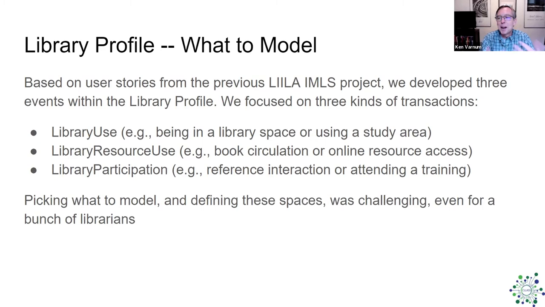So we ended up settling, after the kinds of long discussions that only a bunch of librarians and computer programmers can have about what things mean, into three very discrete types of events. There's a library use event, which we really focused on the physical space of a library or a physical space being used in some context for the library. Library resource use, which was all about the stuff the library provides people, whether that's the physical books, digital resources, anything else that is a resource the library in some ways mediates access to. And then library participation, which is a human-to-human interaction in a library context.